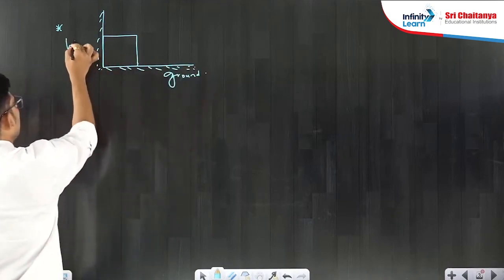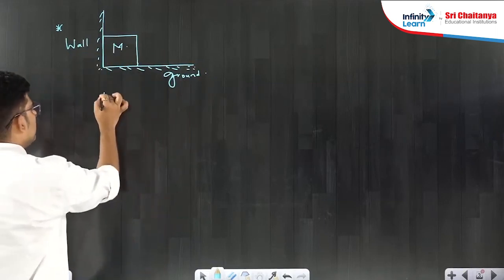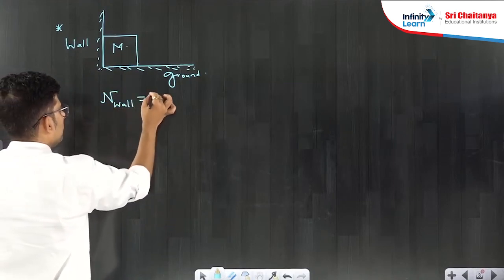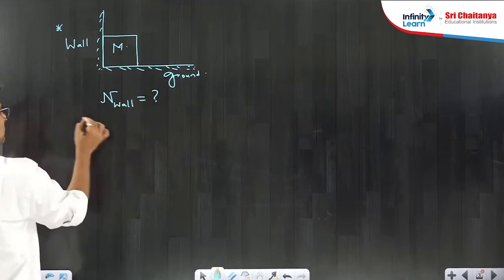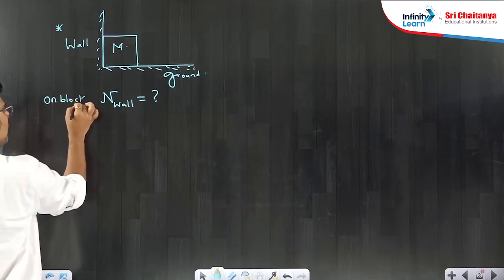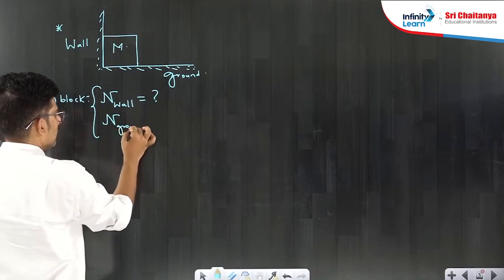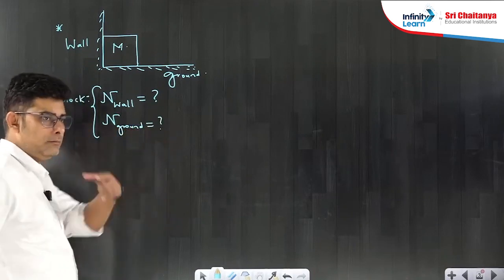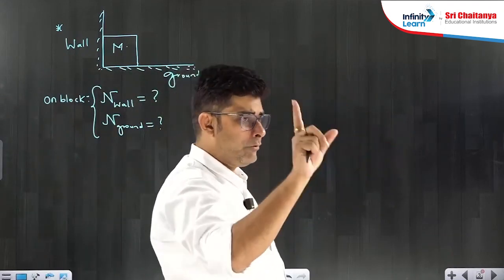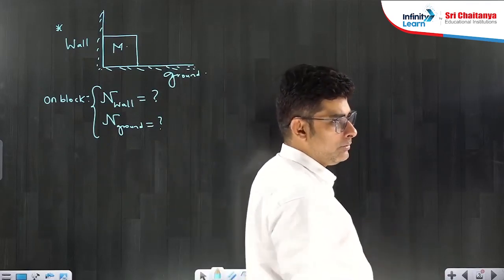This you can see is a wall and here we have a block. I want the values of what is the normal reaction by the wall, so on the block I want the two normal reactions. You can give your answers separated by comma. First, normal reaction by wall on the block, and second, normal reaction by ground on the block.